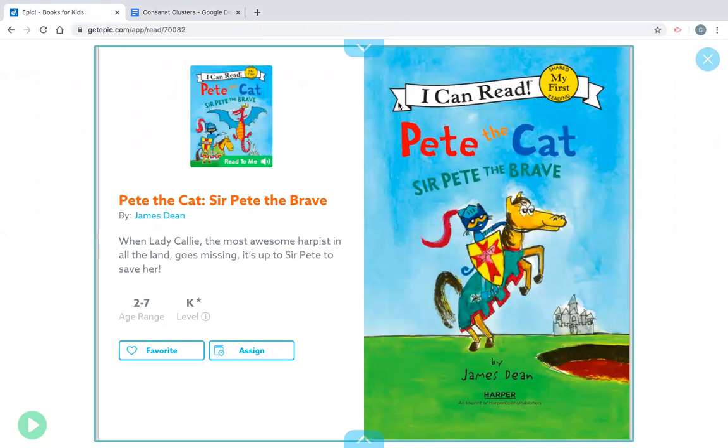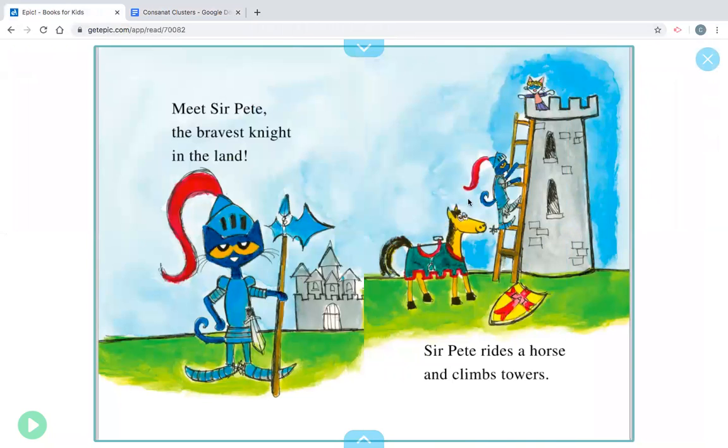So I hope you have a comfortable place to sit. You have both ears open and you are ready to participate. Pete the Cat, Sir Pete the Brave. Meet Sir Pete, the bravest knight in the land.